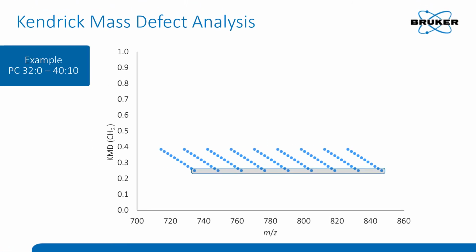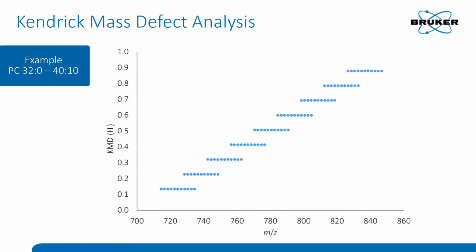Since most lipid classes also show a high diversity of species differing in their number of double bonds, a further interesting approach is to redefine the exact mass of hydrogen to exactly 1. Now, species that only differ in their number of double bonds are appearing on a horizontal line.